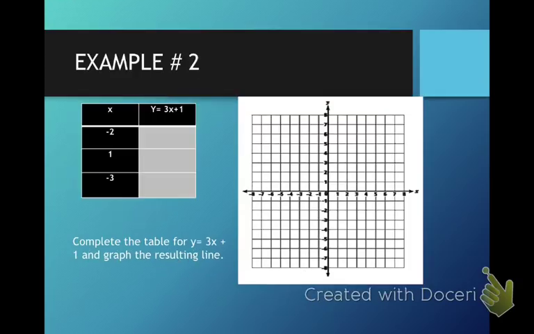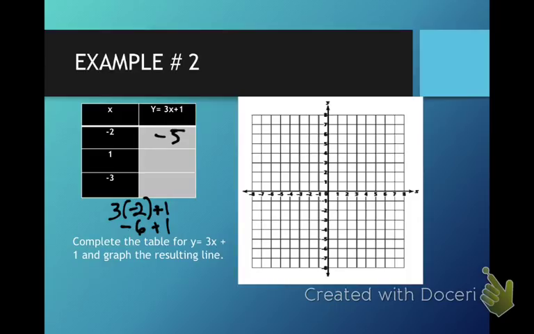This one, we're going to do the same thing. We're going to plug in our numbers, create our function chart, and then graph them. So negative 2. So we got 3 times negative 2 plus 1. 3 times negative 2 is negative 6 plus 1. It's going to be negative 5.